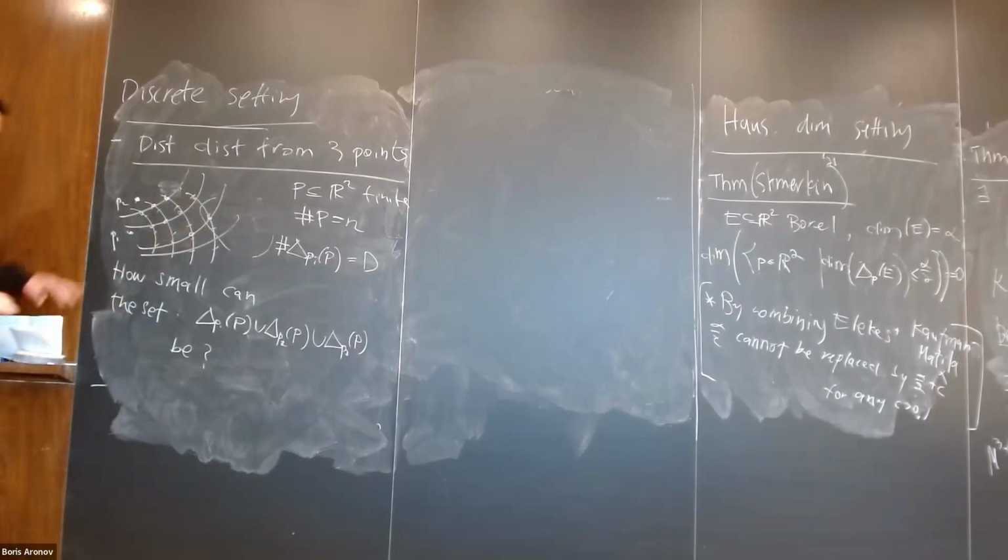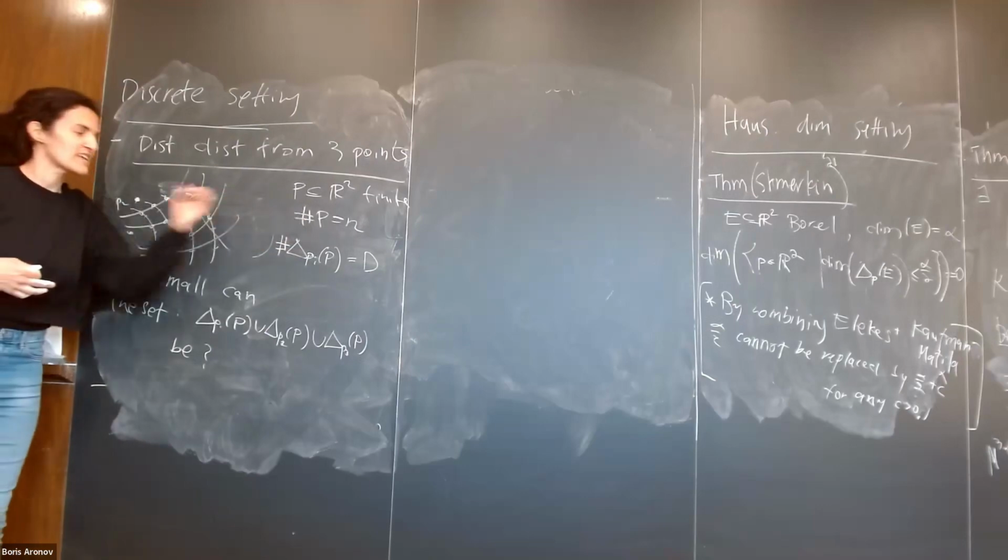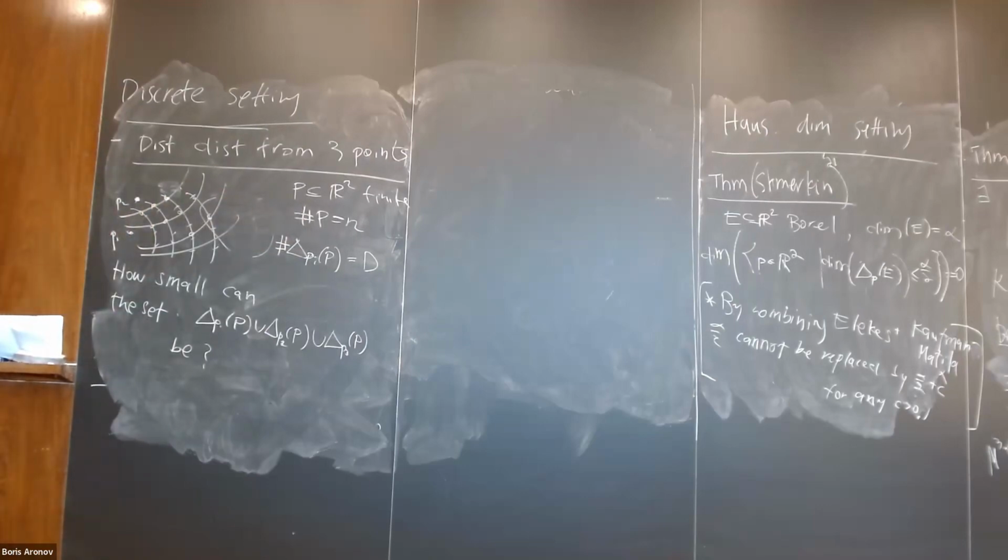So if I had D circles in each of the families, I have D squared points in the intersection of the families. And of course, I can take this to be my set P. So if my set P is of size n, I can have as few as square root of n distinct distances.